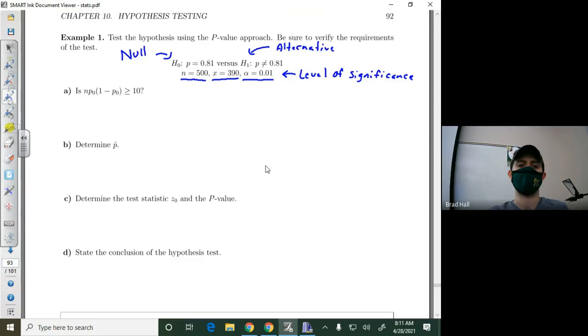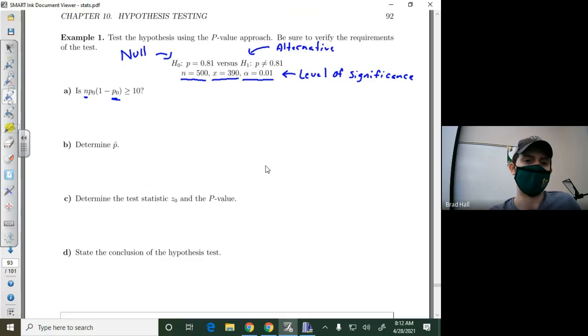And then part A. So part A is this verification process. Can we actually use hypothesis testing? Out of the 3 conditions we talked about, I told you don't worry about 2 of them, and you'll only have to check 1. In part A, this is us checking that 1 condition. Now we know what n is. n is 500. Now what is p0? That's the question here.